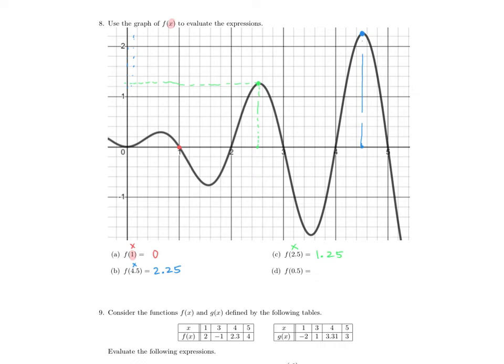Okay, f of 0.5. So when x is 1/2, when x is 0.5, what is y? So 0.5 is between the 0 and the 1. So I would say somewhere right around here. It's right above this line. So I would say 0.25 again. I'm just using the 25. So whenever you're given something like this, it's giving you the x. It wants the y value of the ordered pair that appears on the graph.